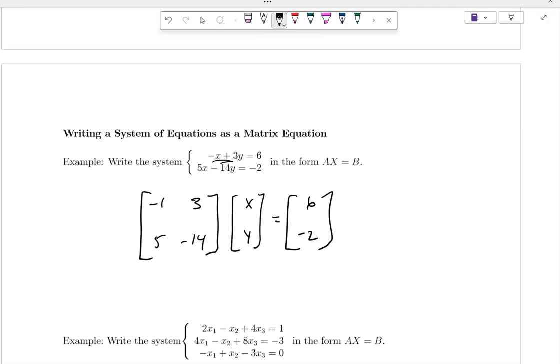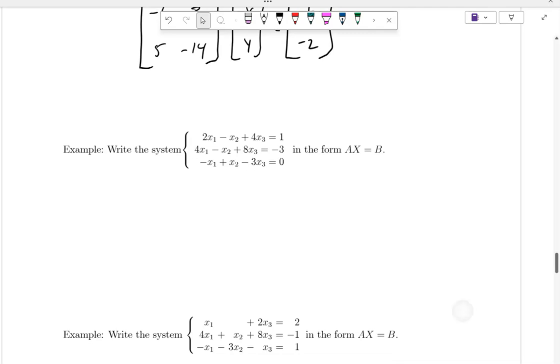I need a matrix equation. Remember, for two matrices to be equal, the entries have to match, right? According to the system we have, I want this entry to match that entry, this entry to match that entry. So I'll have that on the right-hand side. So this is all we have to do to write a system of equations as a matrix equation. Okay. So let's look at the next example.